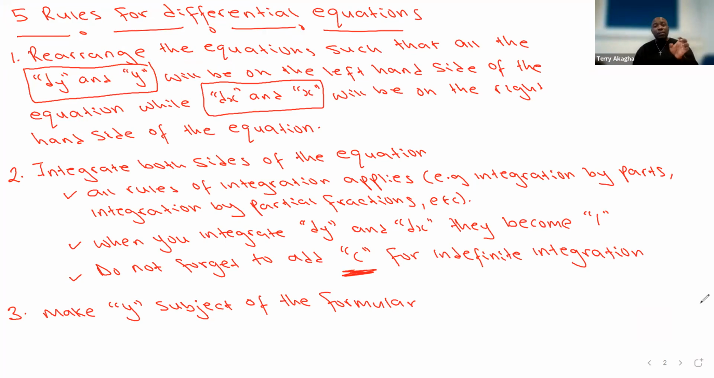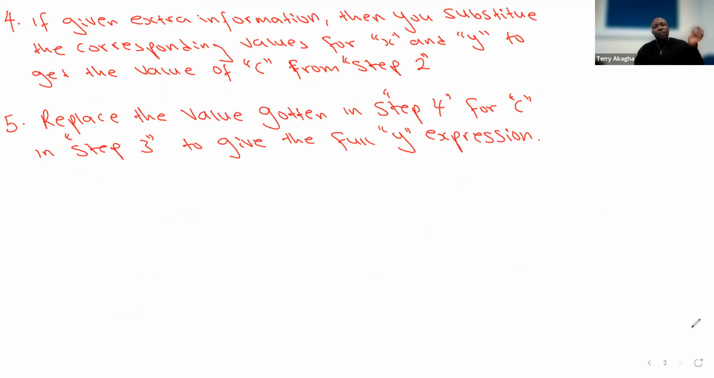So remember when you're rearranging it, the dy and the y have to be on the left-hand side, the dx and the x have to be on the right-hand side. When you're done, you integrate it, keeping in mind that all the rules of integration apply. When you integrate dy and dx, they become y and x. And when it's an indefinite integration, you have to add c. Now, when you're done with that, you have to make y the subject of the formula. But if you have extra information, for example, you have the value for x and y, then you can now find c, and then you replace that value for c in the equation in step 3. All right.